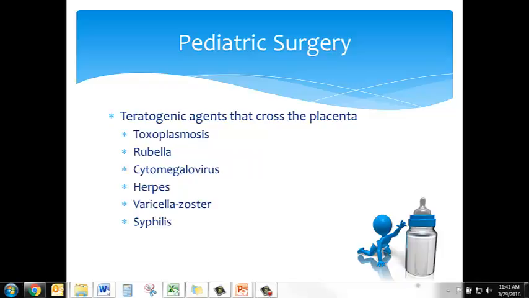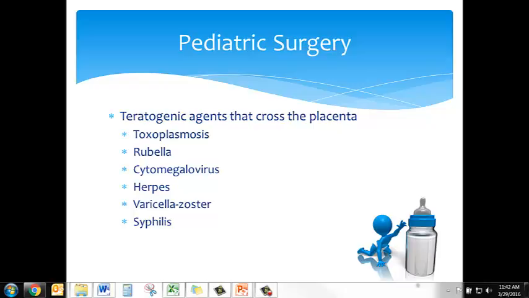Certain infectious agents are known to be teratogenic. They can cross the placenta and cause malformations. Toxoplasmosis, for example, can cause brain underdevelopment and calcifications as well as heart defects. Toxoplasmosis can be acquired through ingestion of undercooked meat and or contact or exposure to cat feces. That's why they say pregnant women shouldn't change a cat's litter box.